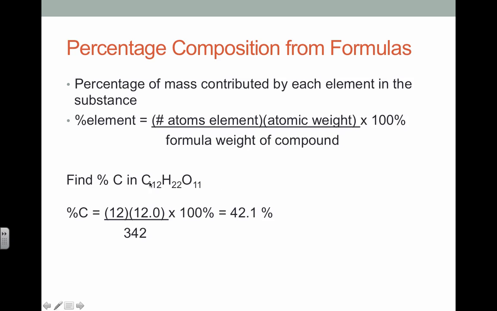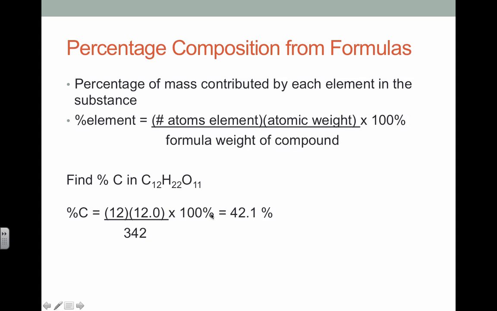Well, first thing we would calculate is the formula weight of the compound, and that would be 12 times the mass of carbon plus 22 times the mass of, and this is the atomic mass, by the way, of H plus 11 times the mass of oxygen. And so if we sum that up, it ends up being 342 AMUs. For carbon, the numerator would be the contribution of carbon's mass. So that would be 12 because of the 12 in the formula, and this 12.0 is the rounded atomic mass of the carbon. And then we divide it by the formula weight, and we end up with 42.1%.